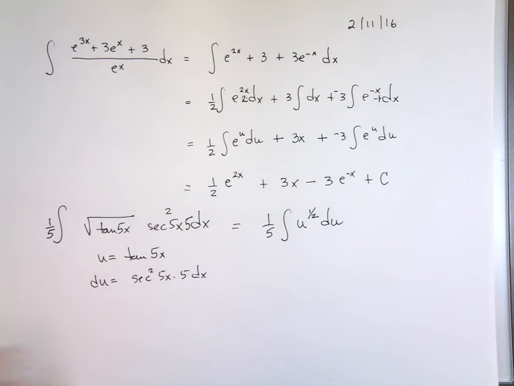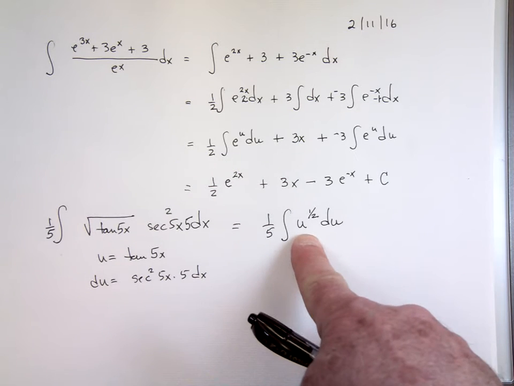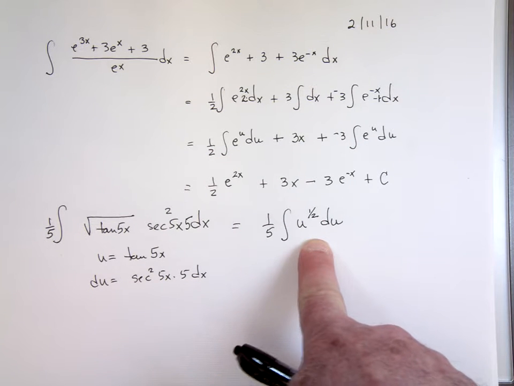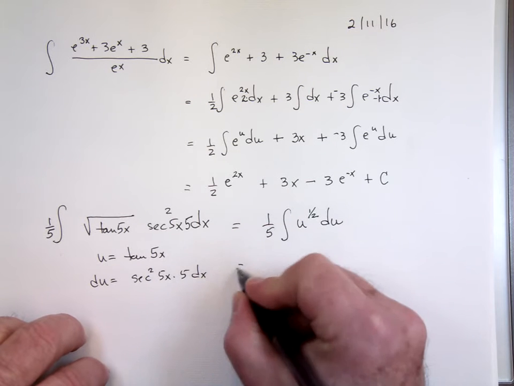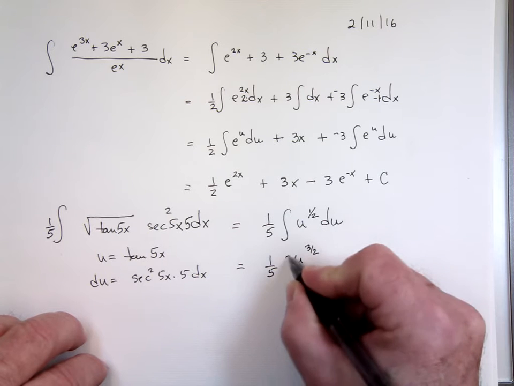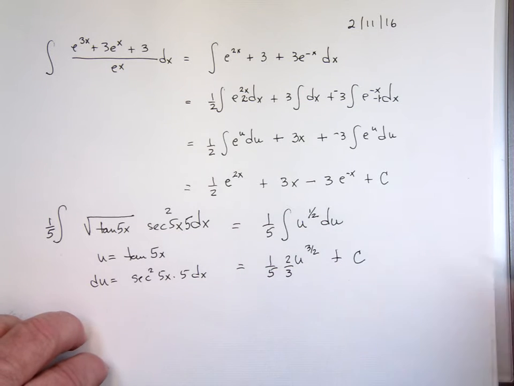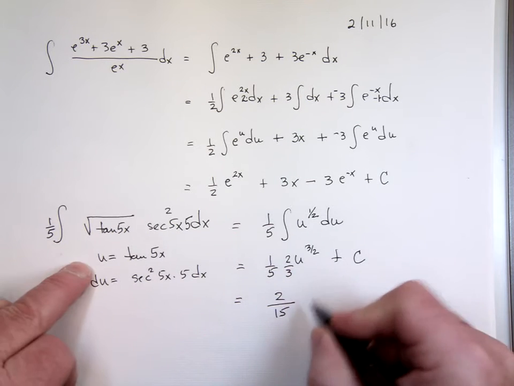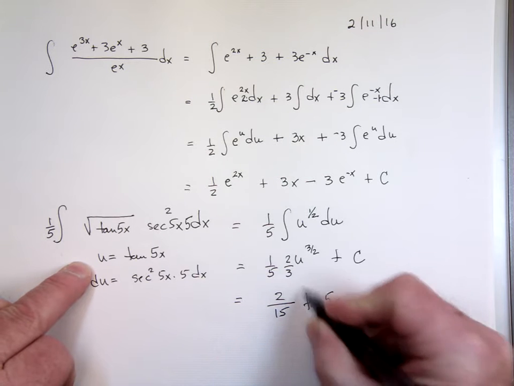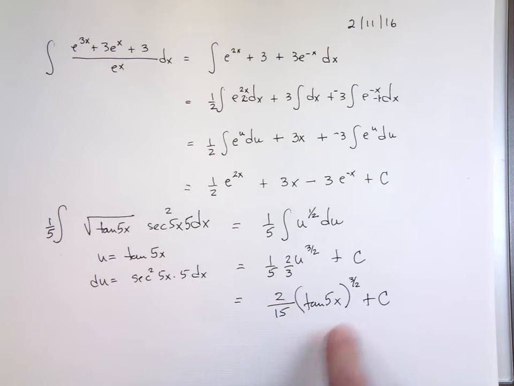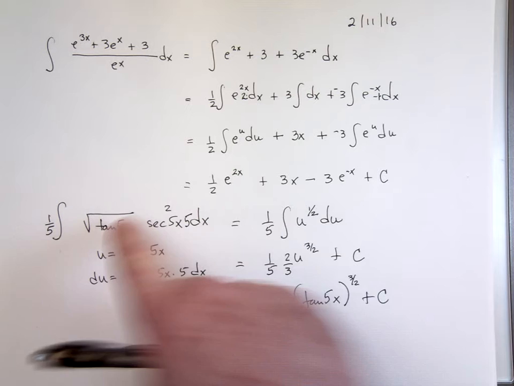Okay? I strongly recommend when you do these integrals, you take the time to write this step out. Okay? E to the u forms here. u to the 1/2 here. Write the form out, okay? What's the integral of u to the 1/2? U to the 3/2 times 2/3 plus c. That's equal to 2/15 tangent 5x to the 3/2 plus c. Okay. And if you were to take the derivative of this, guess what? You'd end up exactly with what you started with.